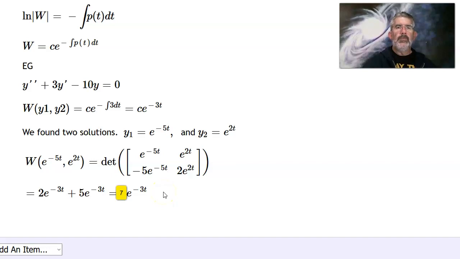Okay. So there's Abel's Theorem. We will use this mainly to help us find solutions. When we have one solution but we don't have two, this will actually help us find a second solution, as we'll see in not the next section but the one after that.